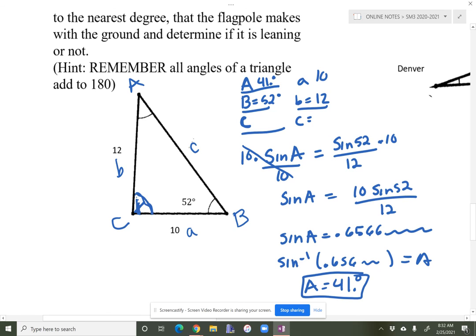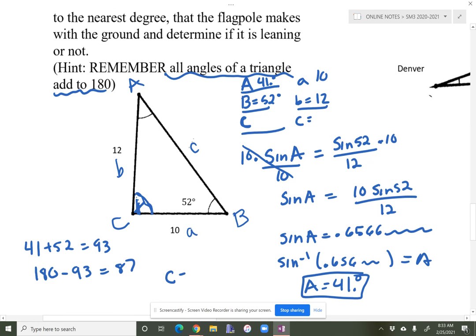Okay, but it wanted to know what C is because I want to know if my flagpole's leaning. So I'm going to go 41 plus 52, and I get 93. I'm going to do 180 minus 93 because all my angles add up to be 180 degrees. Okay, and I get 87. So C is 87 degrees, so yes, it's leaning. Okay, good stuff.